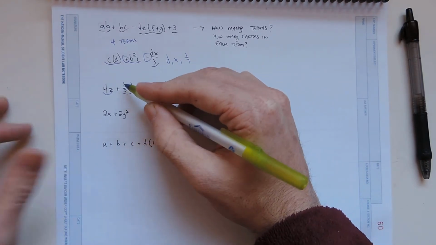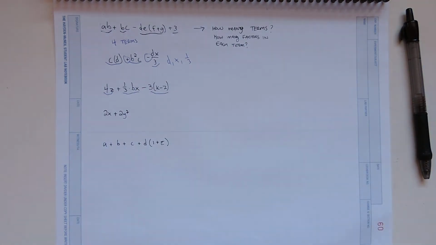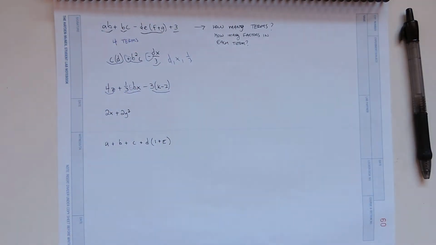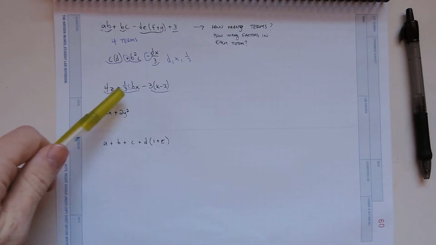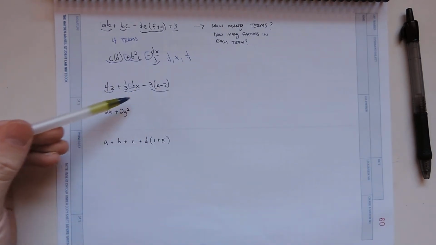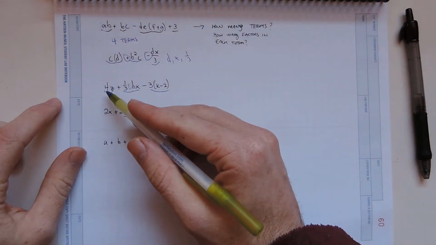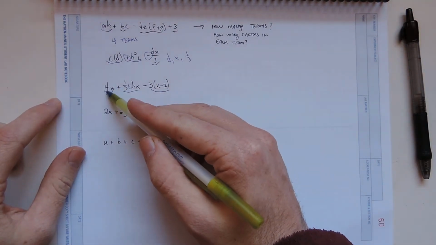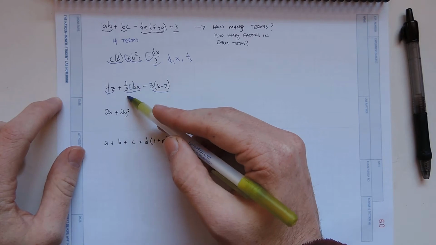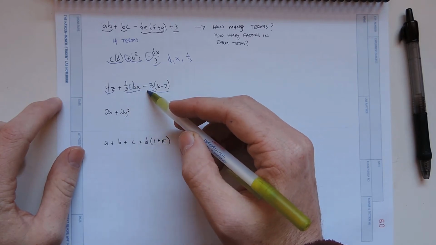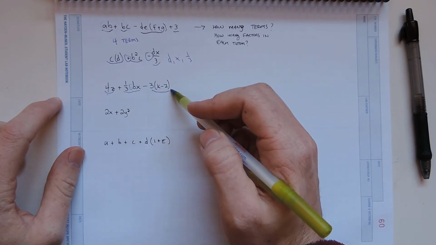3 terms. This, again, is maybe a little confusing because we see this and we're thinking that we have 4 terms. But this is actually a single term. So we have 3 terms, and the factors making up these terms: for term 1, it's 4 and 7. For term 2, it's 1/3 b and x. And for term 3, it's 3k and z.